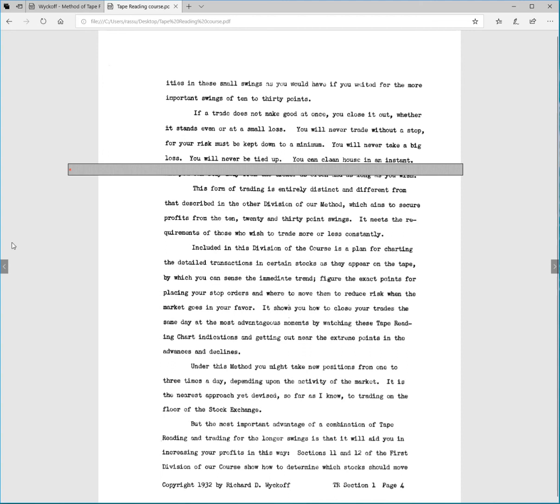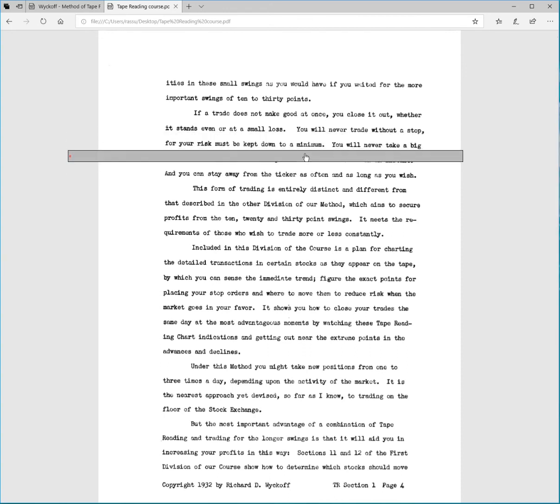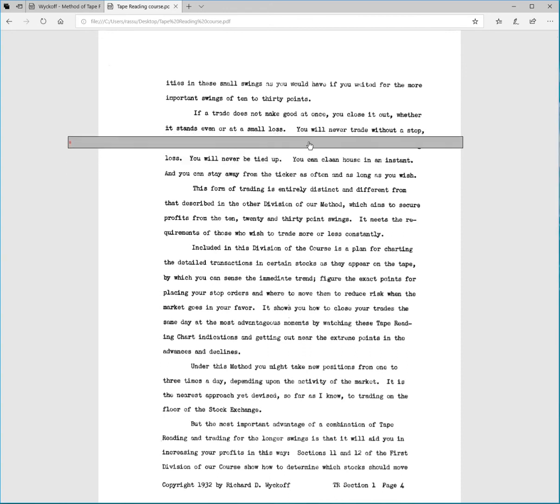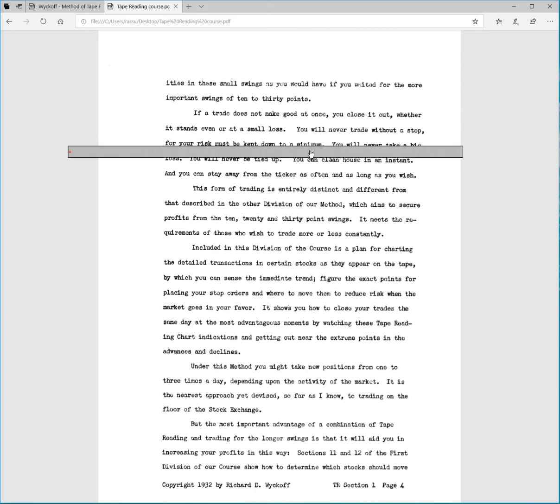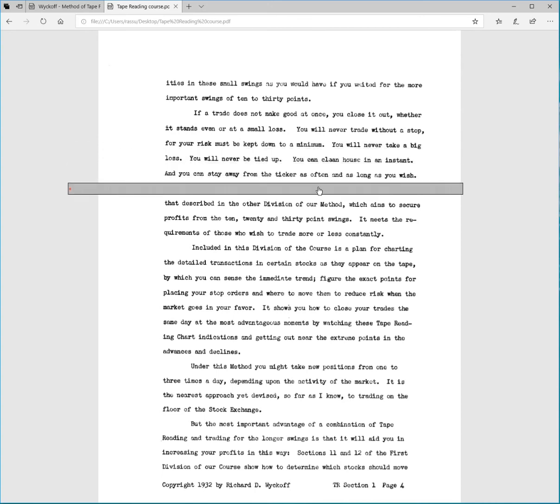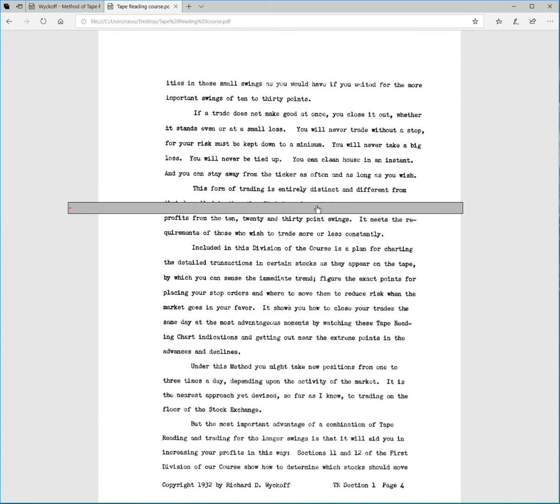And the pain of loss with the stop that's further out is significant. So they don't want to go through the quote unquote fear of loss. Anyway, you will never trade without a stop. Okay, you can clean house in an instant.